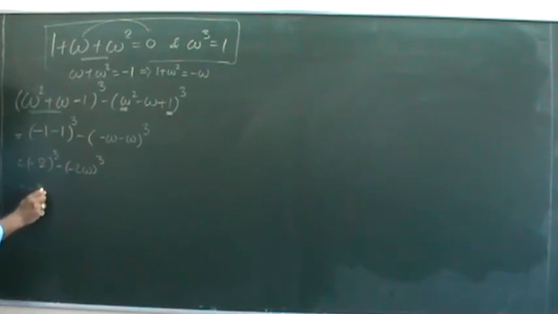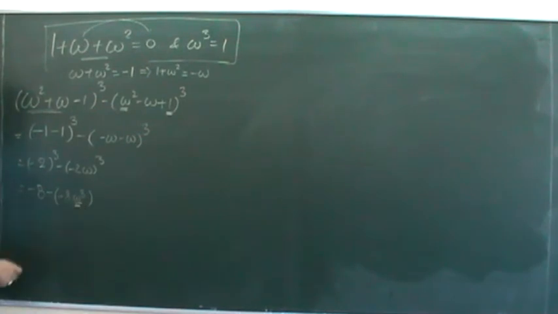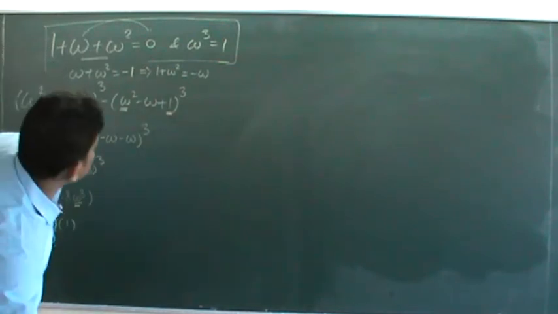So minus 2 cube: 2 cube means 8. Minus cube means minus, and 2 cube means 8. This is the value of omega cube, because 2 cube is 8 omega cube. So we know it, children: what is the omega cube value? The omega cube value is 1. We can substitute here. Then minus 8, minus into minus plus 8. Omega cube value is 1, so minus 8 plus 8 cancel. Then what is the answer? The answer is 0.